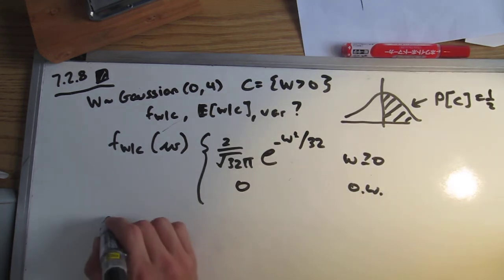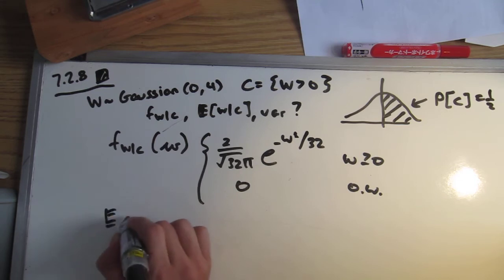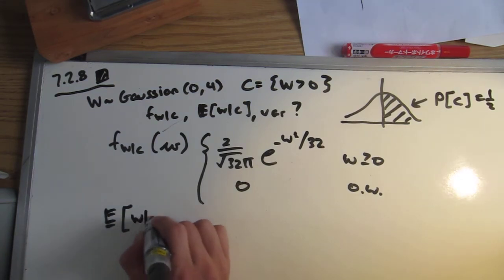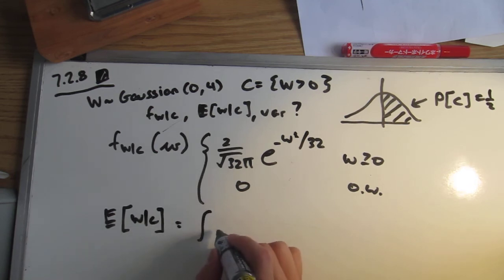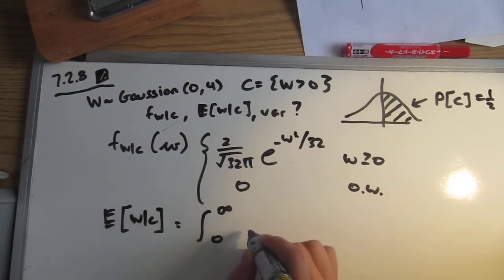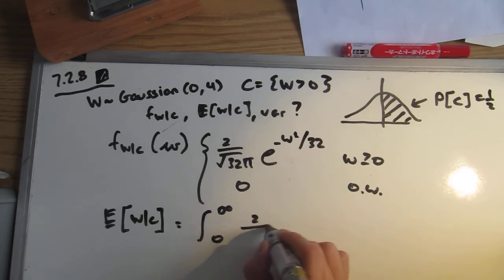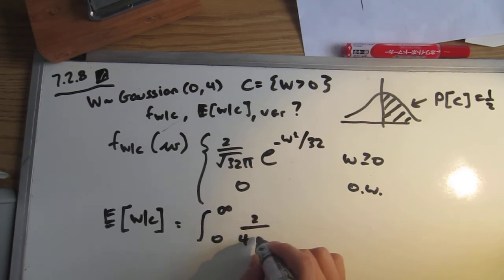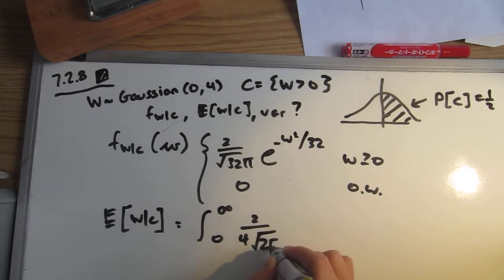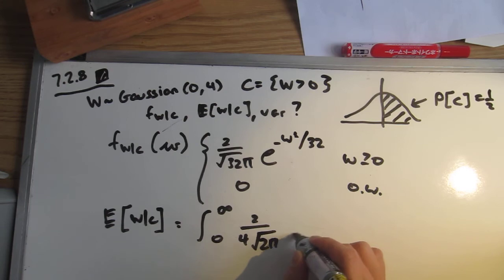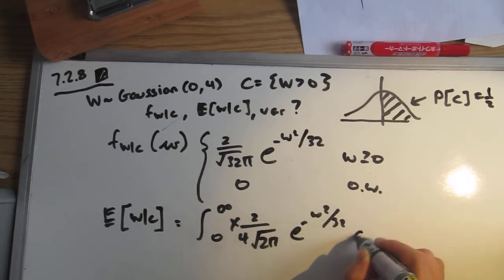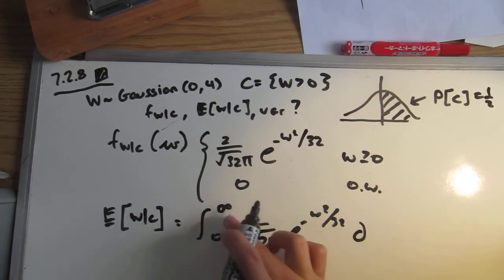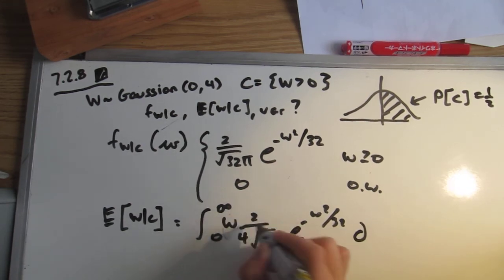And now to get the expected value of w given C, we again have to apply our calculus. So from 0 to infinity, and now we can rewrite this, we can pull out the 16 in the square root, e to the minus, and we have to multiply by w, dw.